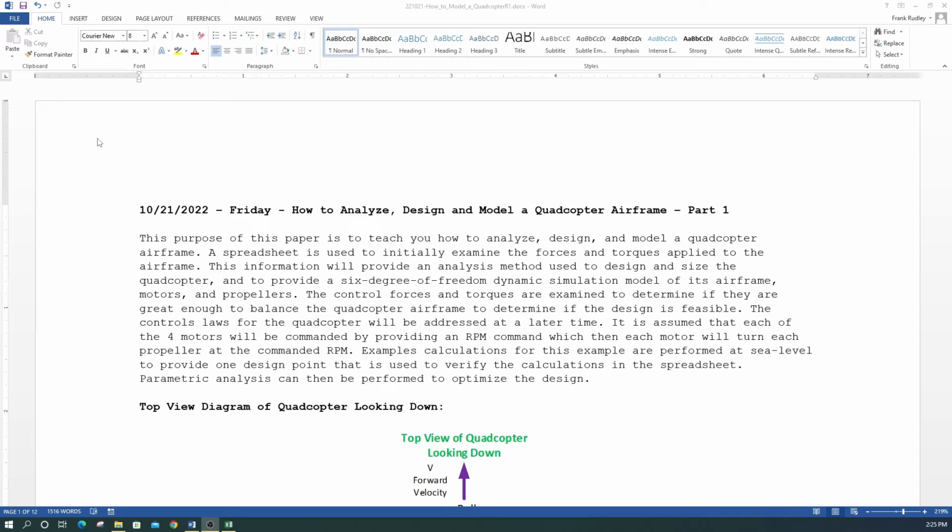Okay, so today we're going to talk about how to analyze, design, and model a quadcopter airframe, Part 1. The purpose of this paper is to teach you how to analyze, design, and model a quadcopter airframe. A spreadsheet is used to initially examine the forces and torques applied to the airframe. This information will provide an analysis method used to design and size the quadcopter and to provide a 6-degree of freedom dynamics simulation model of its airframe, motors, and propellers.